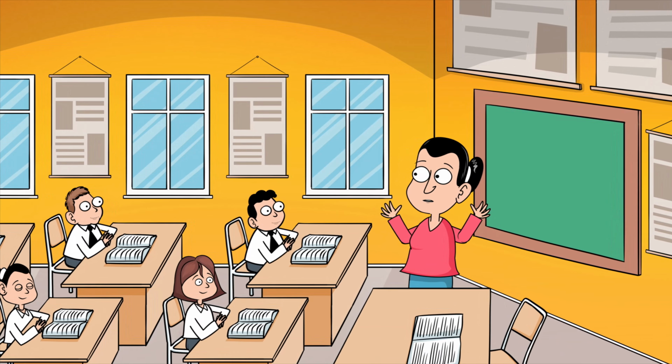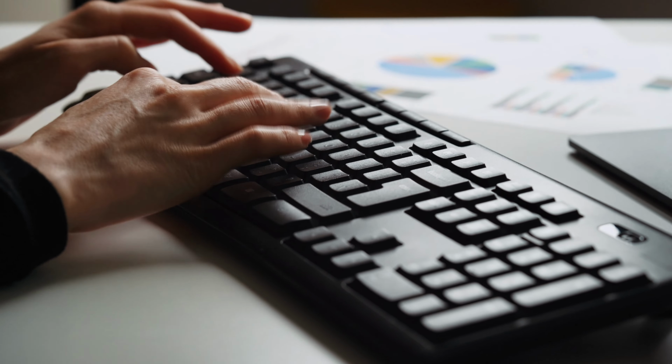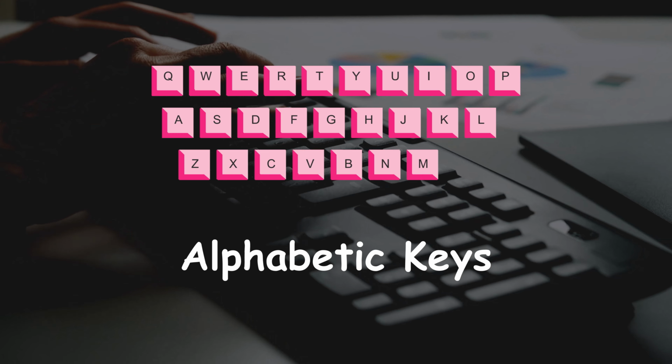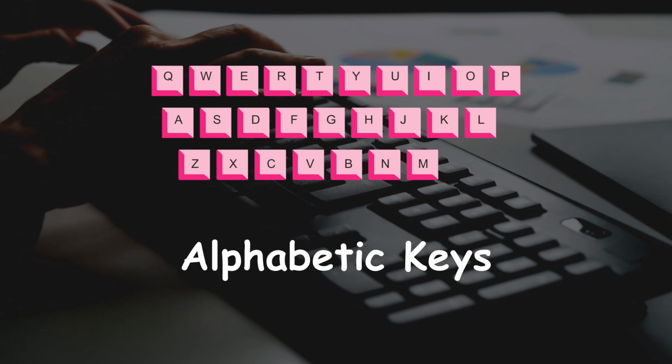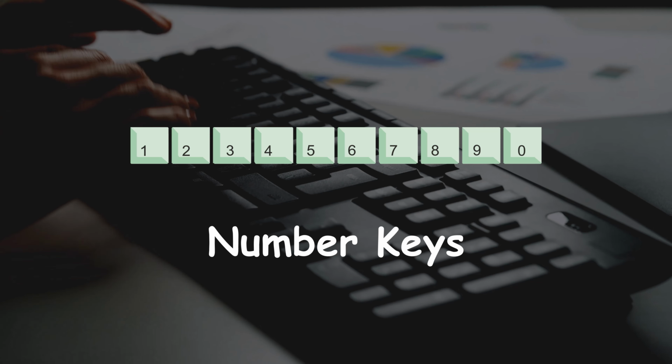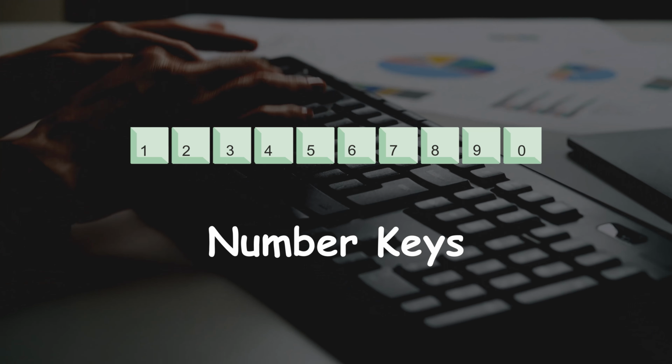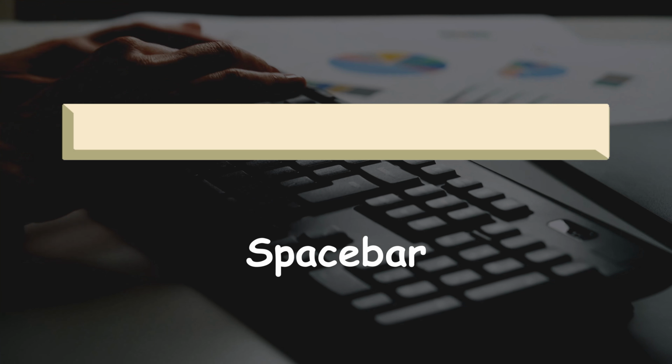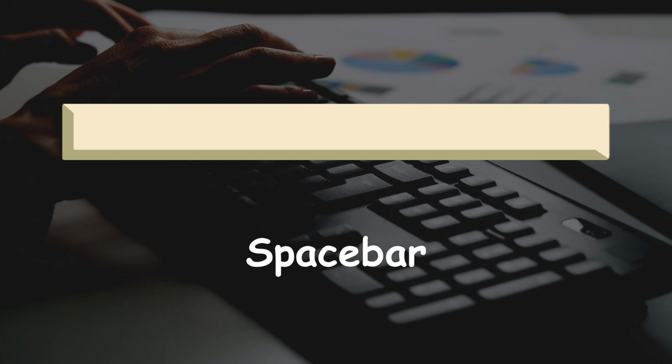Now, let's explore the fundamentals of the keyboard. Alphabetical keys are arranged in a QWERTY format, just like on a typewriter. Above the alphabet keys, you will find the number keys used for numerical input. The long key at the bottom is the spacebar, creating spaces between words.